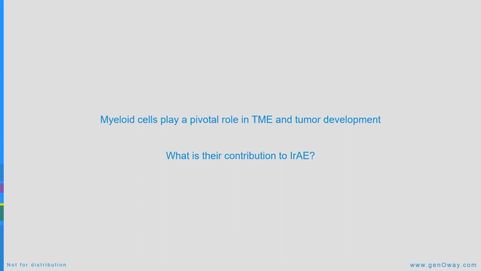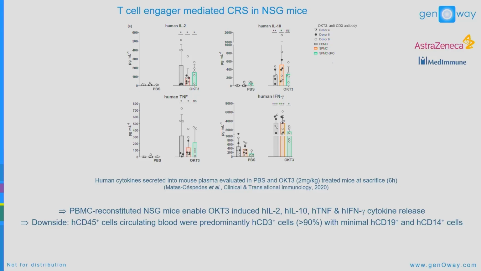So myeloids are present, they get to the TME, they contribute to the immune response. What about now assessing the immune-related adverse effect triggered by your compounds? Several years ago, AstraZeneca published this paper in which they wanted to see if HIS mice could be used to assess cytokine release syndrome in vivo.